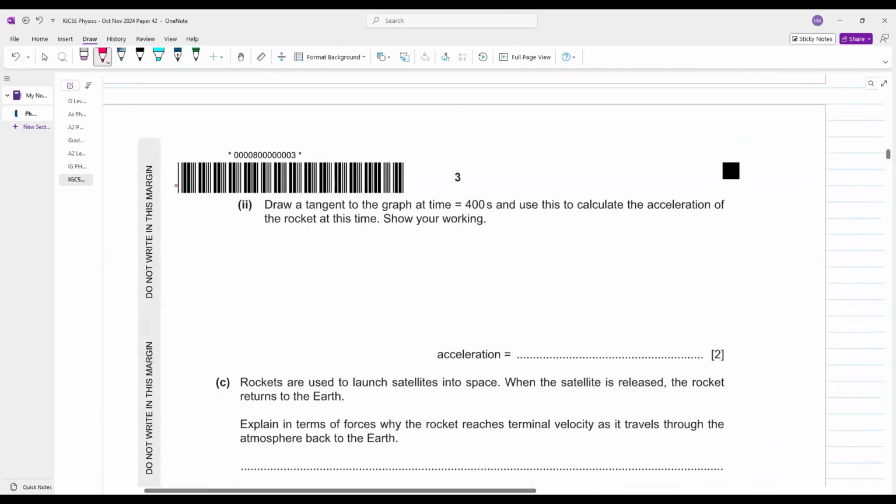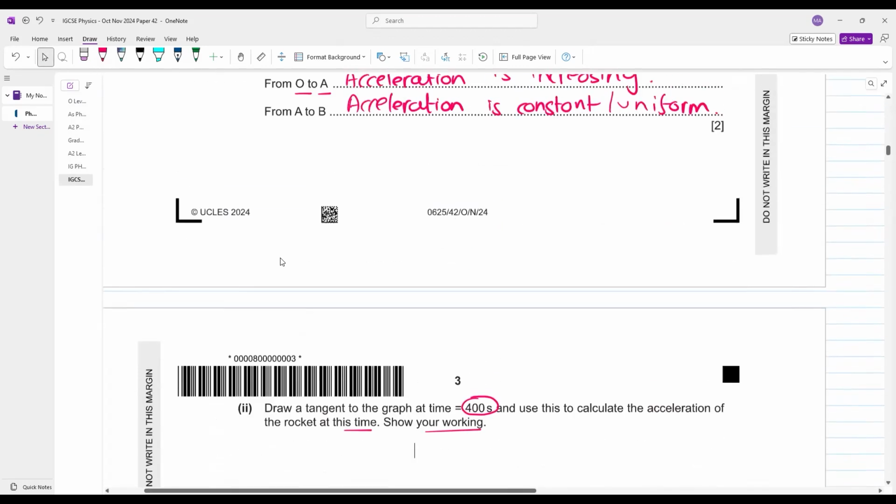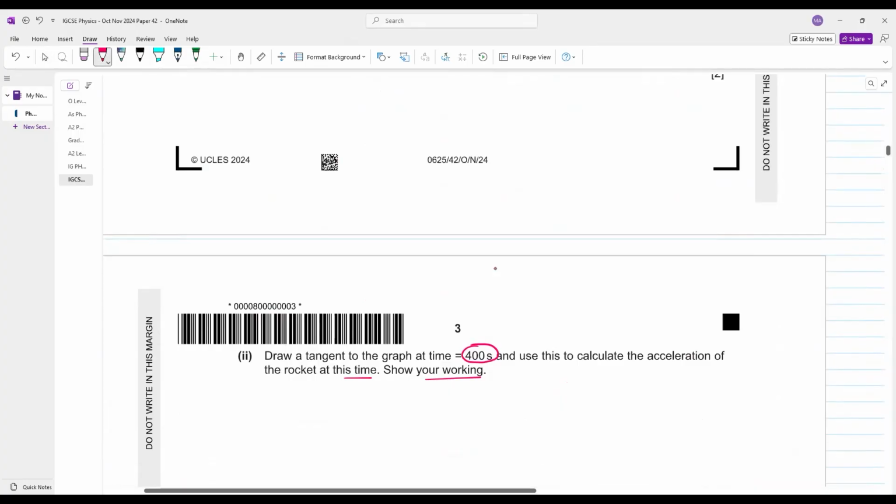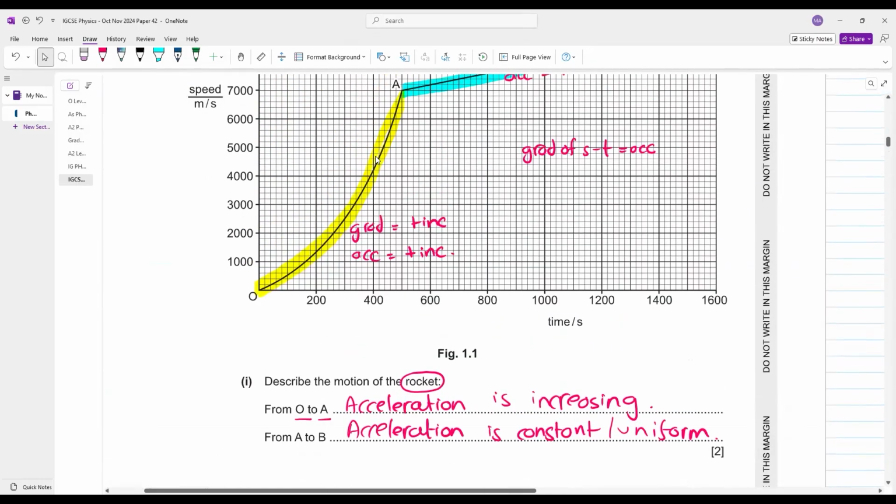Let's further move ahead. Draw a tangent to the graph at time t equals 400 seconds and use this to calculate the acceleration of the rocket at this time. Show your work. You have to draw a tangent at t equals 400 seconds to calculate the acceleration of the rocket. So come here to 400 seconds.